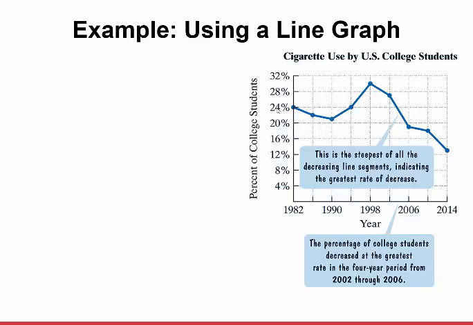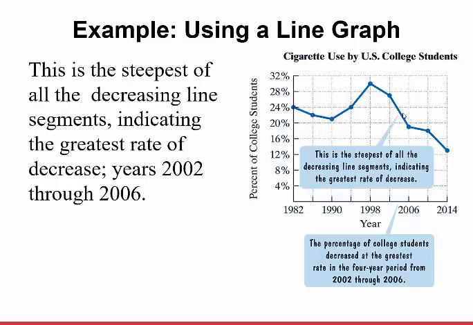Just looking at this, you can eyeball it and see from here to here it has the biggest drop. This is the steepest of all the decreasing lines, which indicates the greatest rate of decrease. So this right here is the steepest of all the decreasing segments, indicating the greatest rate of decrease was years 2002 through 2006. Maybe that was the big push that said smoking was really bad. It got out there on television and ads, and those were the years that we saw the steepest decline.